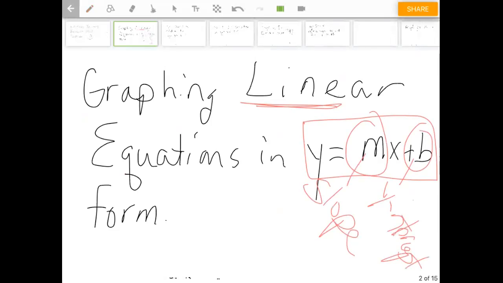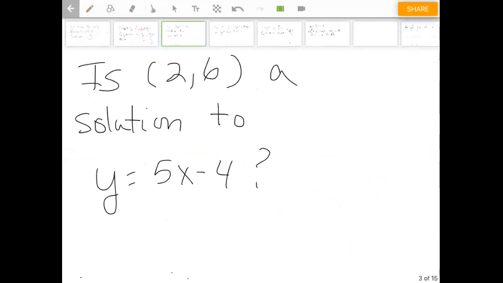So there's a few ways that we can graph, but before we get into graphing, we're going to talk about how do we know if a point is a solution to an equation, or is this point on the line? So one thing we could do would be to graph the line and see if the point 2, 6 is on the line y equals 5x minus 4. Or another thing we can do is we can test the point.